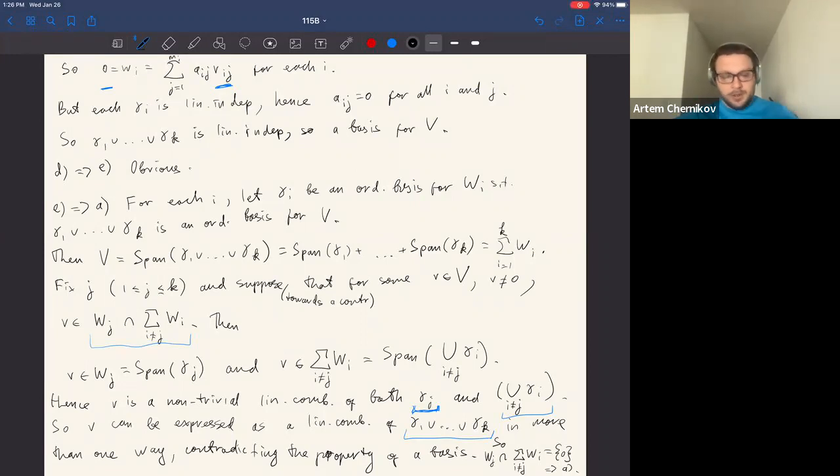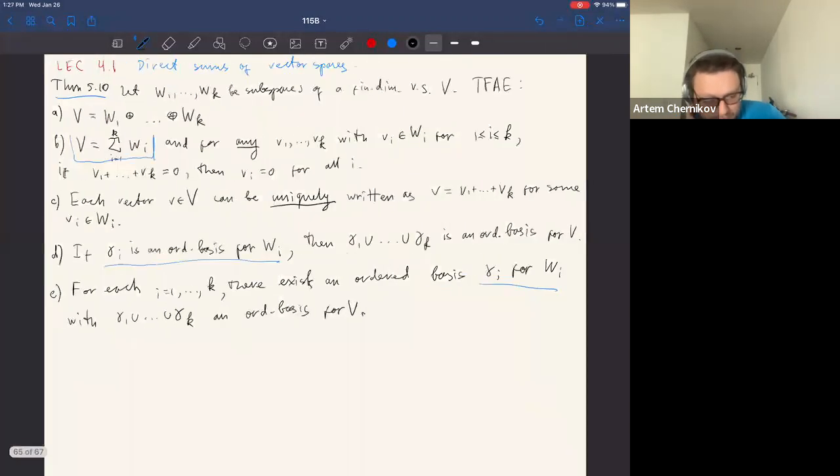So we have this bunch of implications, which now concludes the proof of the theorem. We have proved the equivalence of all these different properties. Some of these properties are useful in some situations, some are more useful in other situations. But the moral is that we have this bunch of nice equivalent conditions which characterize when the vector space V is the direct sum of its subspaces W1 through Wk.